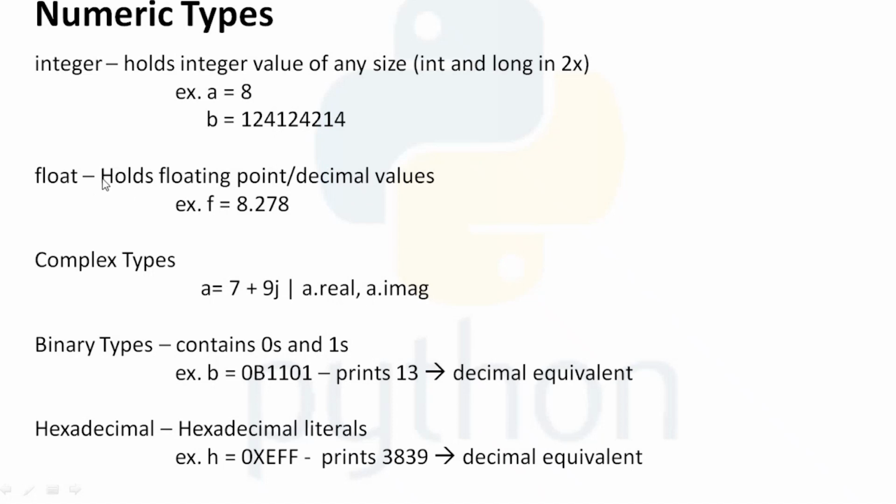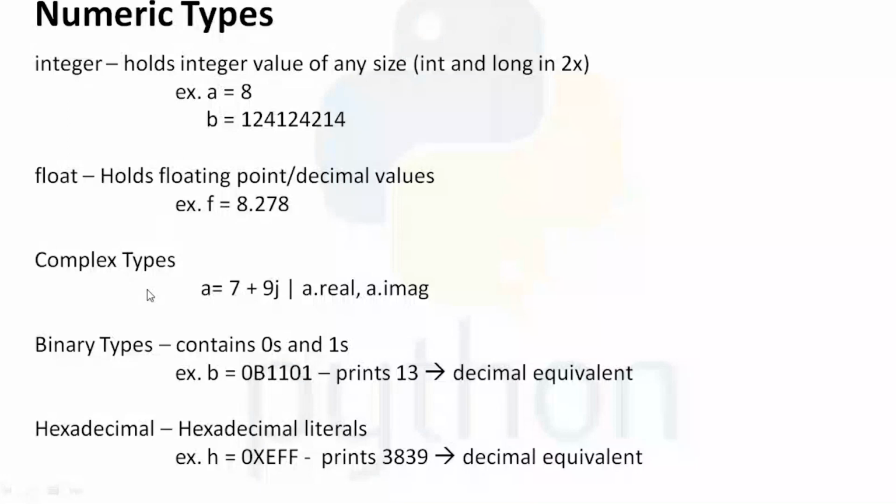And second is float. Float will hold floating point or decimal values. Decimal values are nothing but numbers where we have decimal places, like 8.278. This is a decimal value.